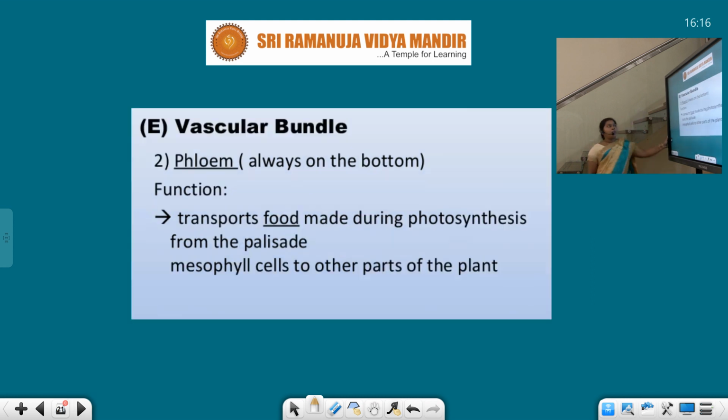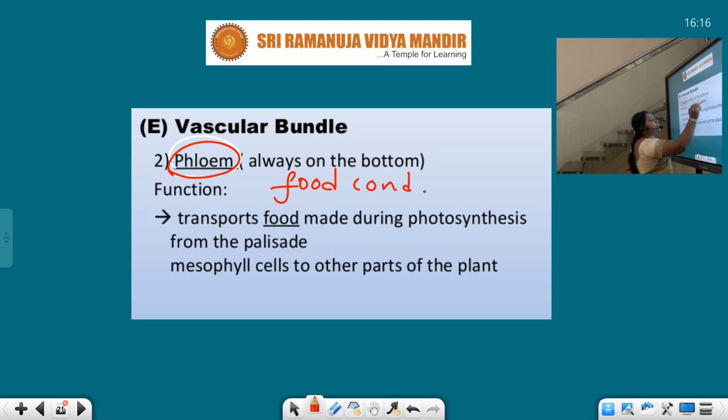Next type of vascular bundle is phloem. It is always present just below the xylem, and with the word phloem, you should remember that this is the food conducting tissue. Remember, xylem is water conducting, whereas phloem is food conducting tissue.